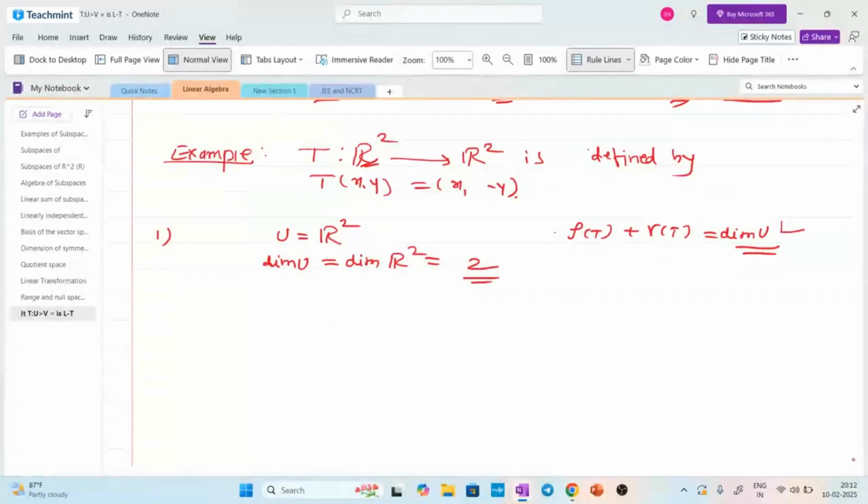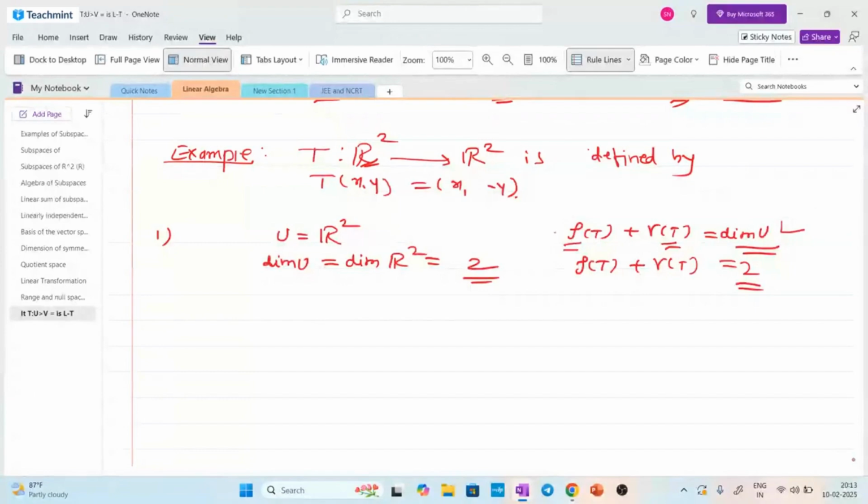Now look, rank of T plus nullity of T is equal to dimensions of U. Right? What came? Rank of T plus nullity of T is equal to 2. Now look, I will take either one of these two. Either we can find out rank of T or nullity of T. Okay, if you find out one, then the remaining one you can put in this equation and solve this equation. You get the nullity of T or rank of T. Right? There is no need for both. At least you can find out rank of T or nullity of T.